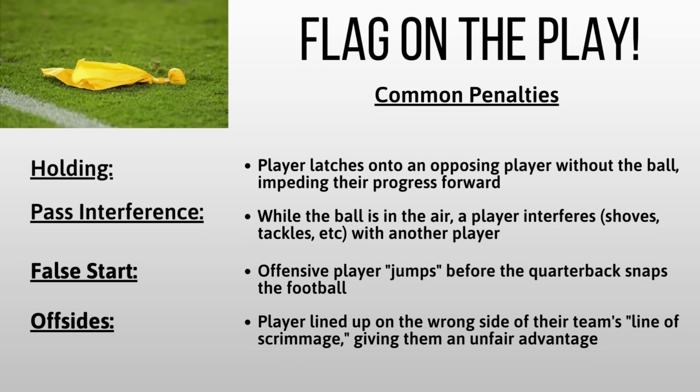Holding occurs when a player illegally latches on to an opposing player without the football, impeding their progress forward. Pass interference is when, while the ball is in the air, a player interferes, aka shoves, pushes, tackles, etc., another player. A false start is when an offensive player jumps or makes a movement before the quarterback snaps the football. And lastly, offsides is when a player is lined up on the wrong side of their team's line of scrimmage.